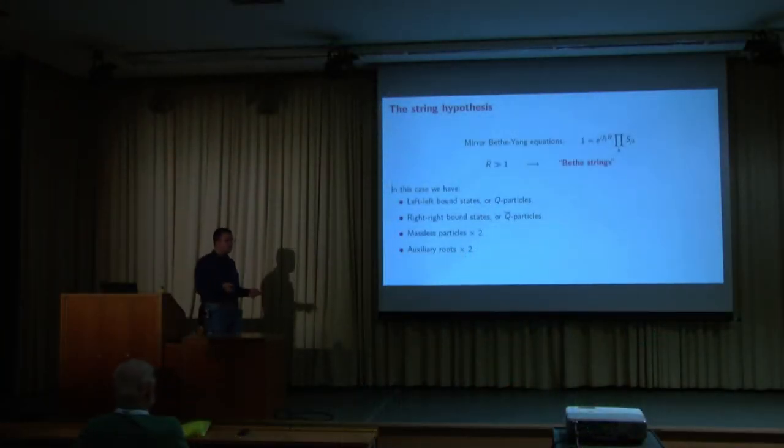In formulating the mirror TBA, yes, you have to formulate first the string hypothesis. So I was wondering, how did you search for a complex solution of the Bethe ansatz? Yeah. So we looked for complex string solutions, and we couldn't find any that satisfied the correct reality condition for the mirror model. And in fact, even in the string model, you don't have anything except for these left-left bound states and right-right bound states.